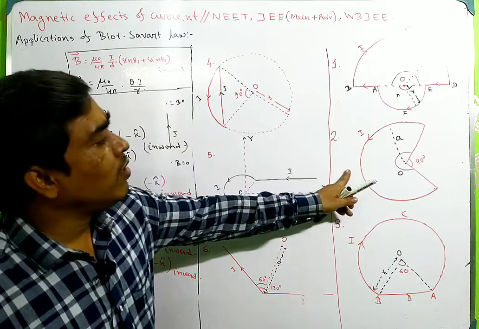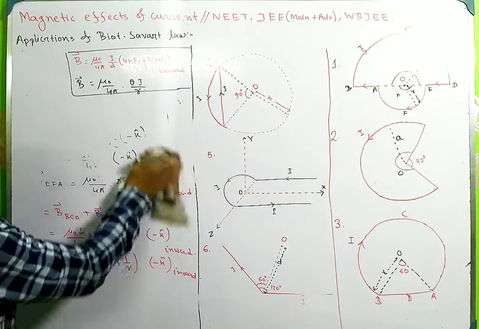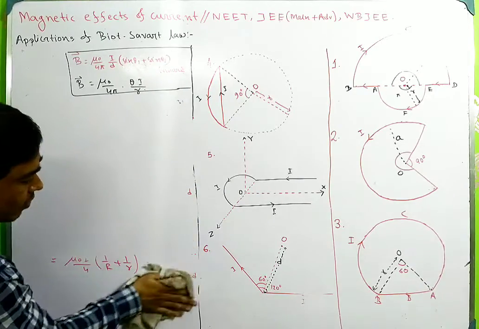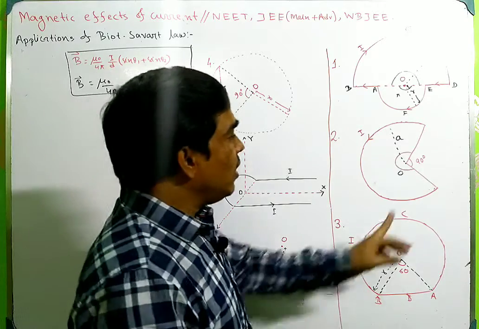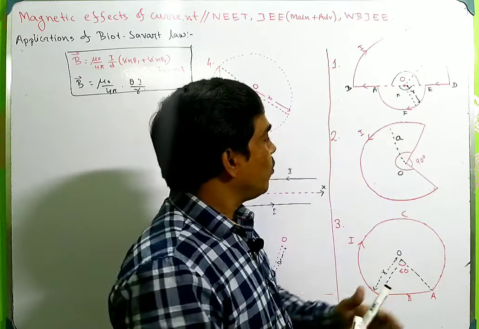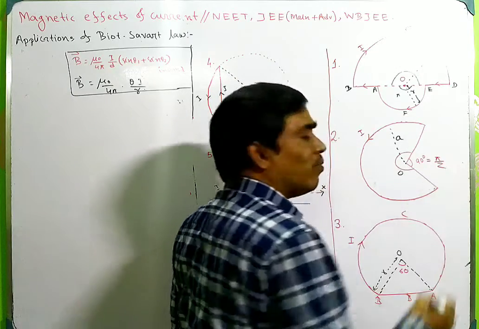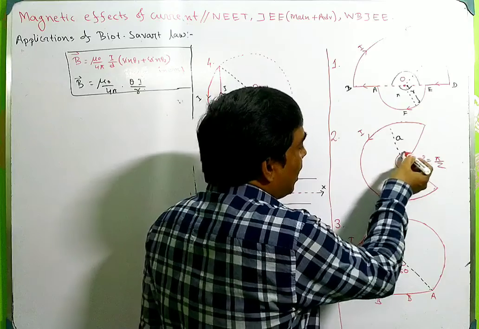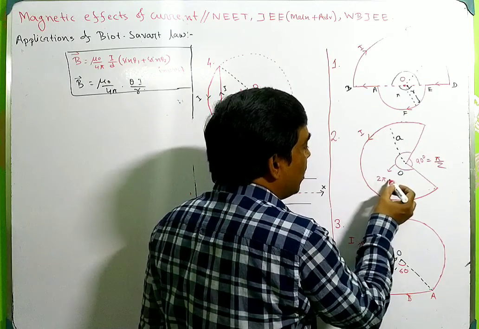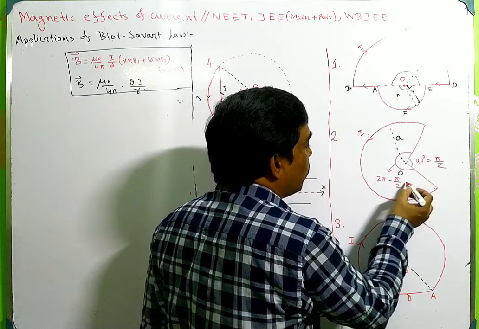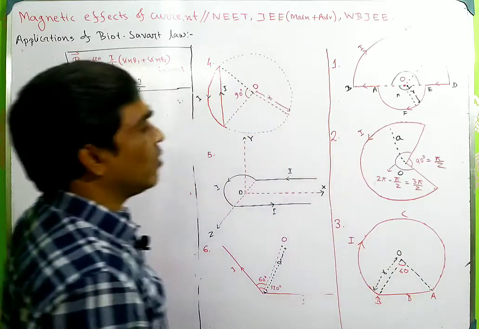Now I will solve the next problem. What will be the solution of problem number 2? This is a very simple problem. Now this angle is 90 degrees, that means it will be pi by 2. So what will be the other angle? This angle will be 2 pi minus pi by 2, that will be 3 pi by 2.